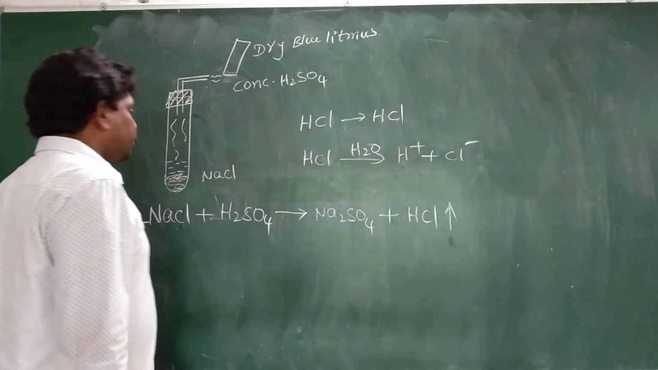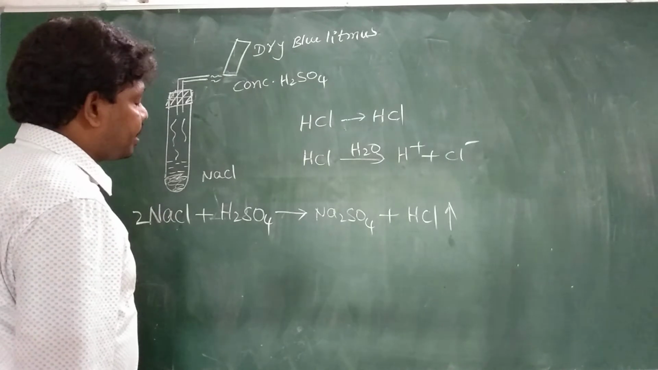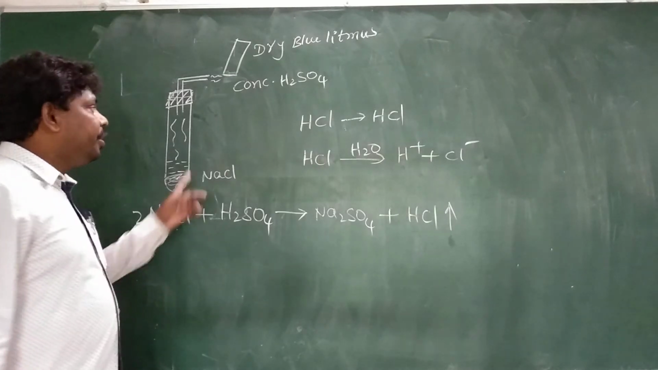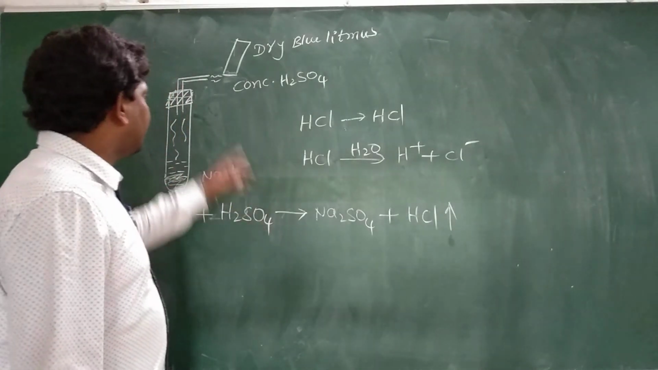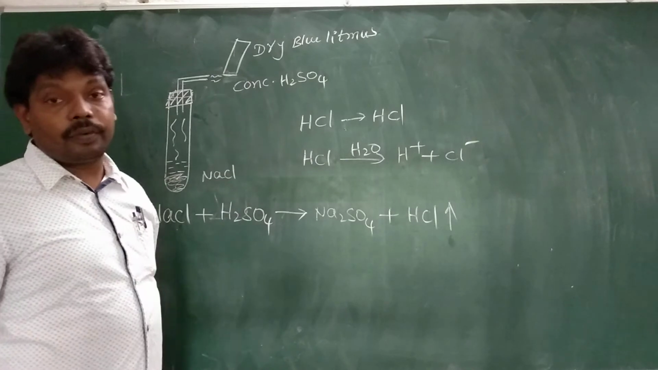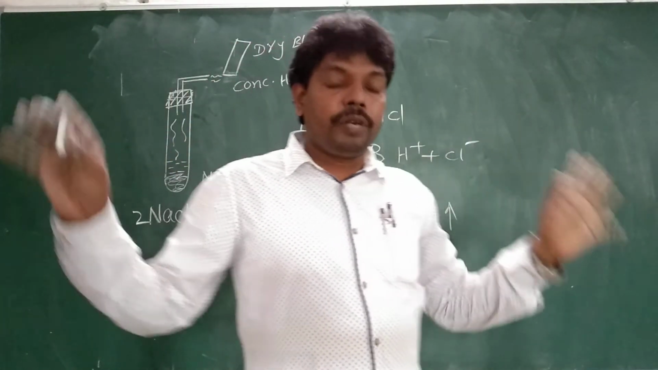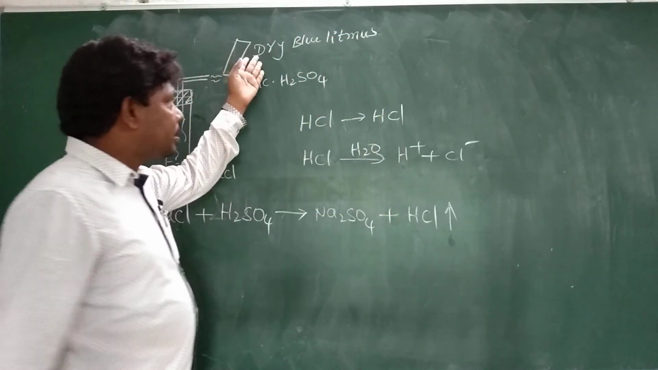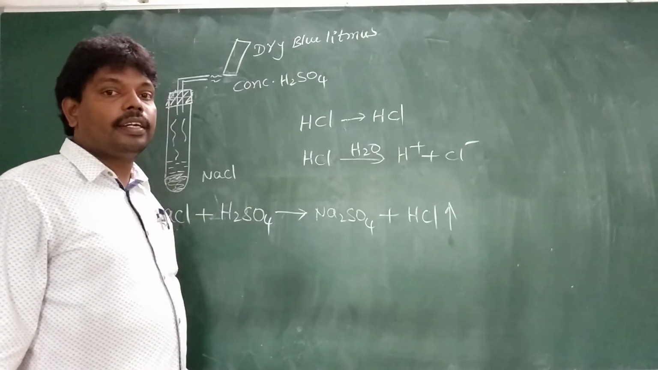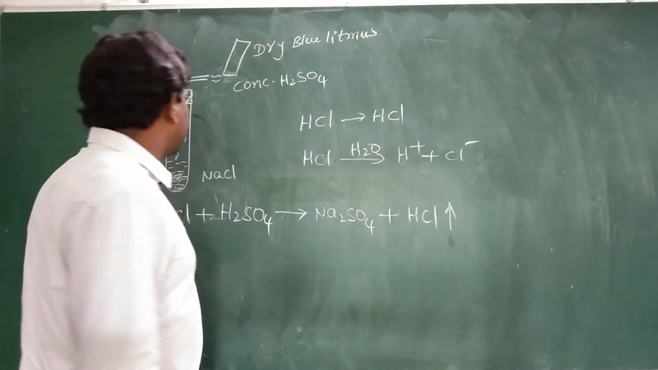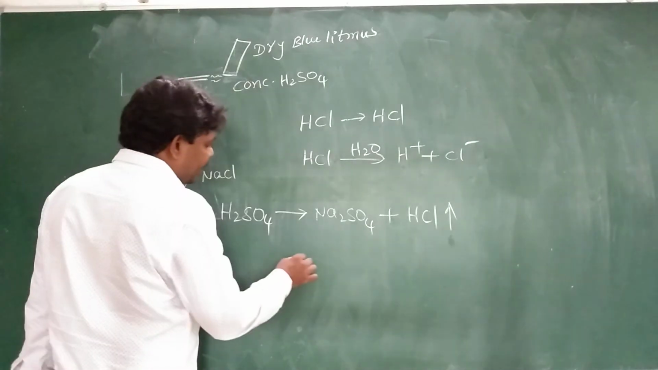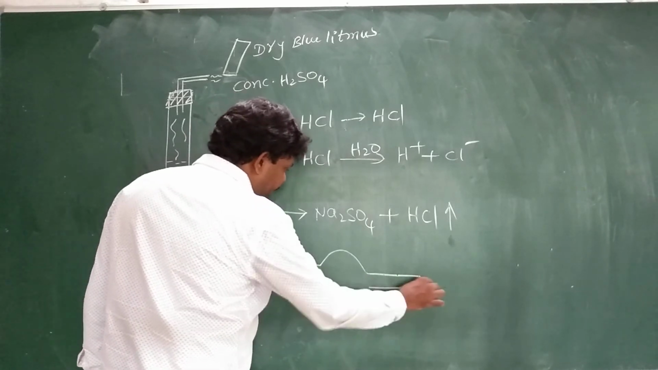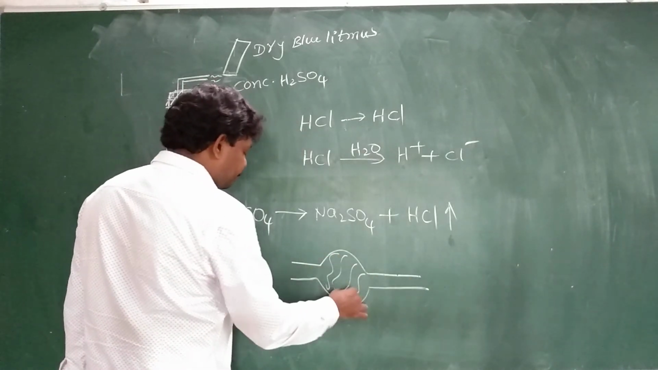Next, one more. Another one you have to discuss here. While you are doing this activity, sometimes even the dry blue litmus paper turns red if the atmosphere is humid. At that time the dry blue litmus also turns red. That's why if your atmosphere is humid, what you have to do? We have to fix a guard tube.